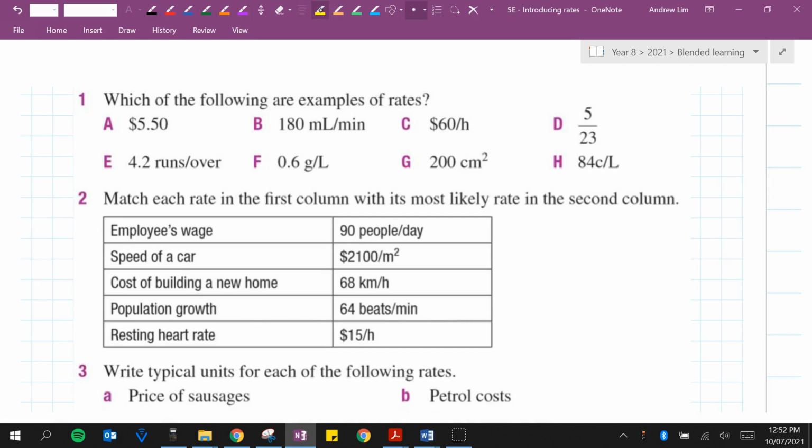Okay, let's go over these answers. Question 1. A is not a rate because that's just $5.50. It's not $5.50 per something.